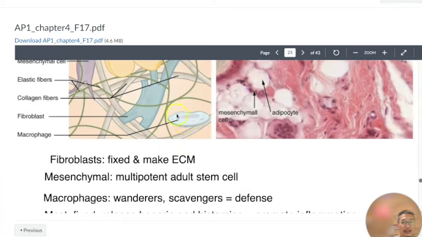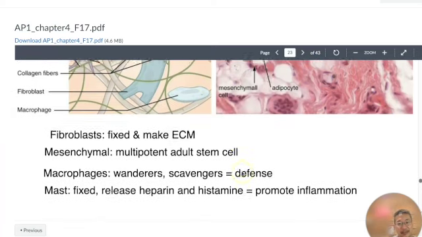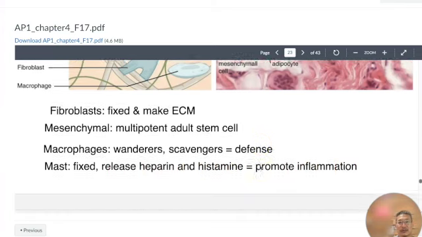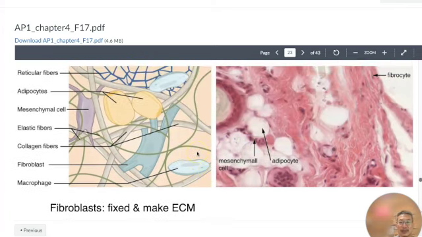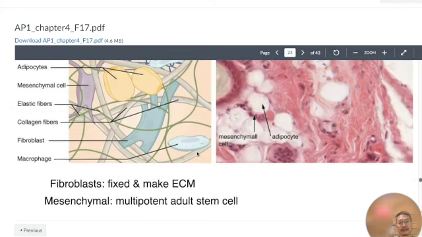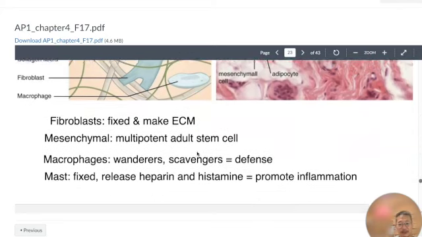Macrophages, they are wanderers. They're always searching for things that do not belong. So these are a type of white blood cells. Mast cells is another one that's fixed. Releases heparin and histamine, and it promotes inflammation. When something comes in here that does not belong, it will cause an inflammation. And the inflammation is actually good for the body because it will bring other cells into it to take care of whatever is causing the inflammation.